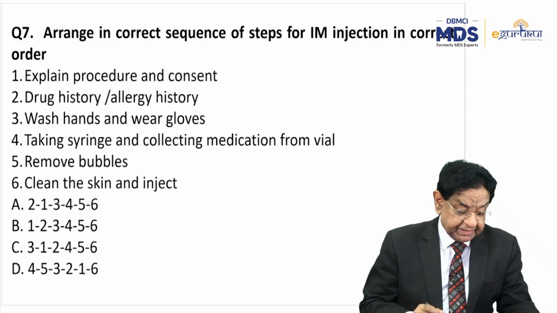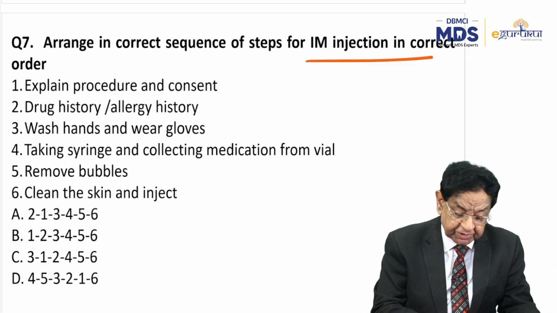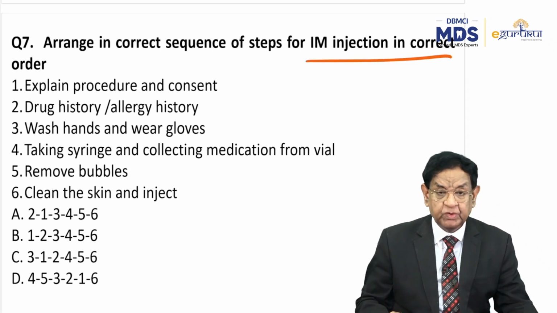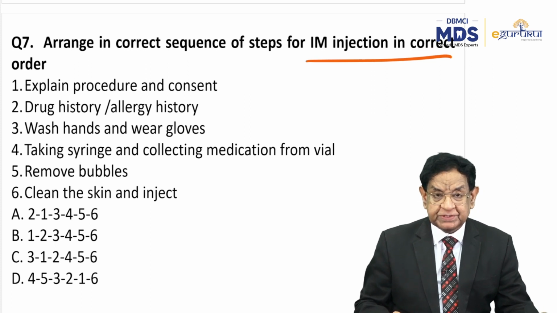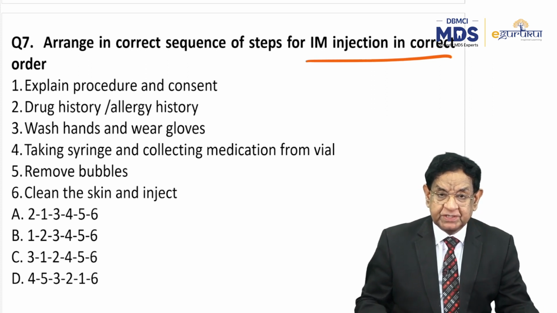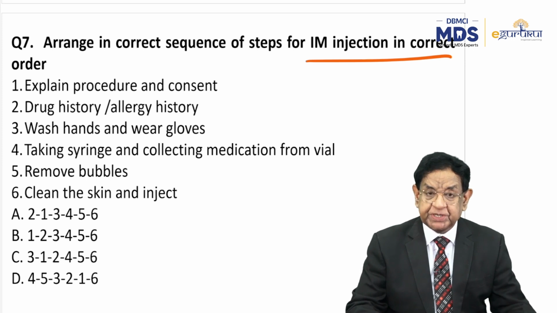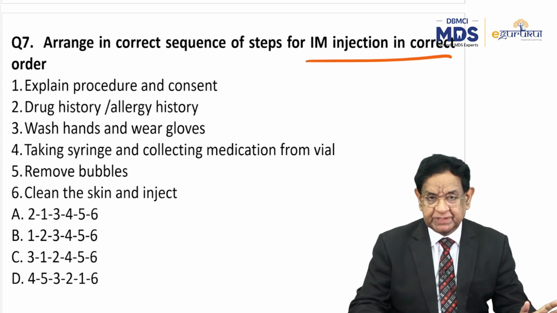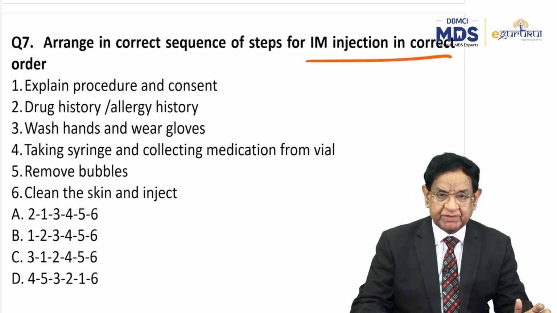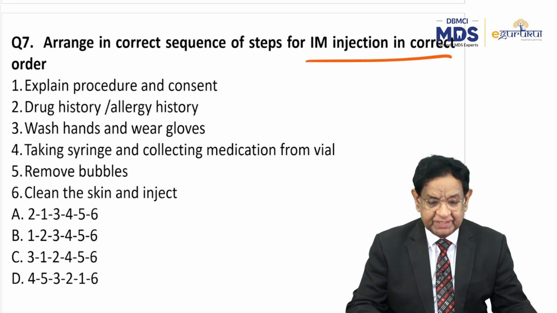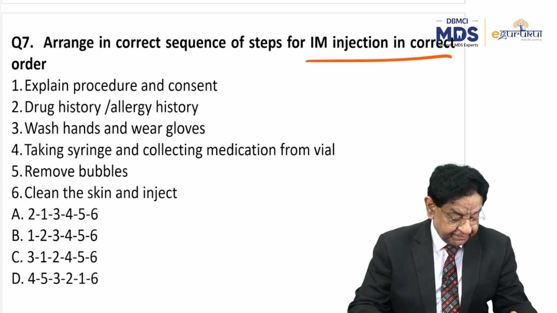Question 7. Arrange in correct sequence the steps for intramuscular injection. Well, I think it's a beautiful question. Intramuscular injection, you must have given to any patient, or at least I'm sure each one of the medicos must have received an injection. Okay, what sequence are we going to get?